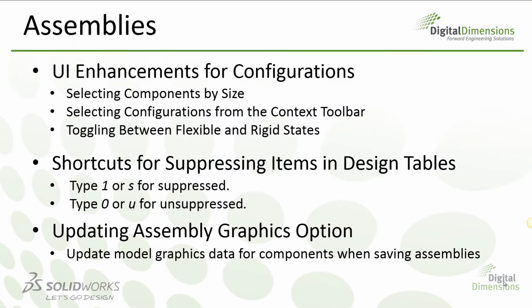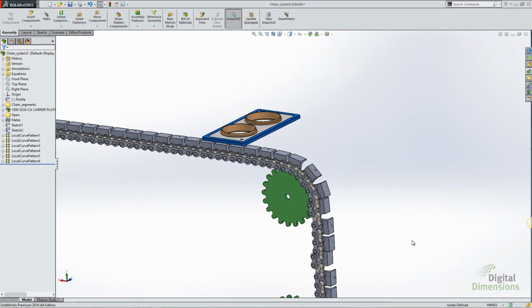Some additional enhancements in SolidWorks 2014 are user interface enhancements for configurations. We can now select components by size, we can select configurations from the context toolbar, and we can toggle between flexible and rigid states of subassemblies without having to dig through excessive menus. Let's go ahead and take a look at this new functionality.